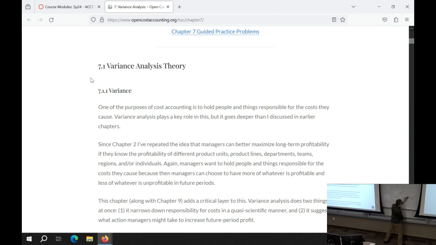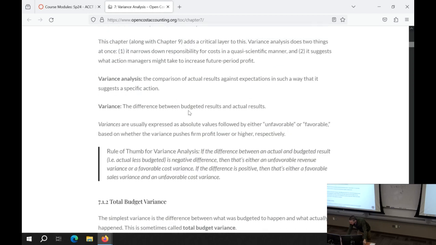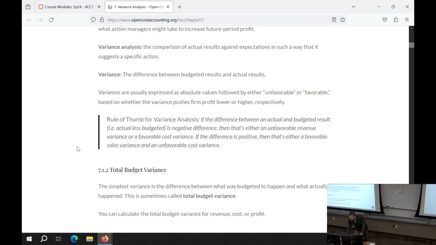Well, let's start down that rabbit hole a little bit. Variance is the difference between budgeted results and actual results, and variance analysis is the comparison of those two in such a way that suggests a specific action. When we ask why, we're asking because we want to take an action to either get more good results or get fewer bad results. More positive variances, fewer negative variances, or more favorable versus unfavorable is really the word we use.